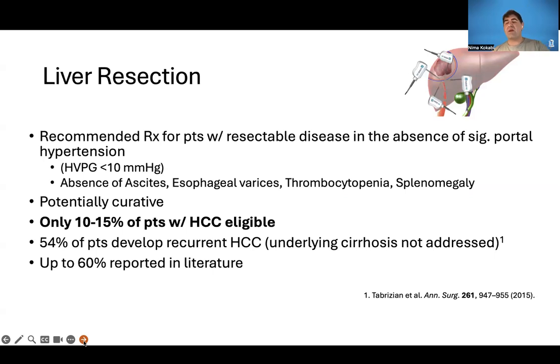So those are the two important studies that I thought I should share with you on how IR can play a role even in a patient that is undergoing liver transplantation.